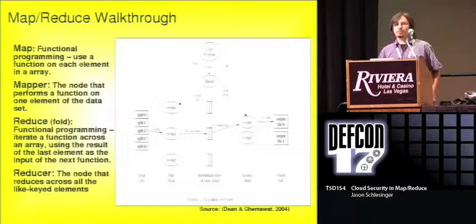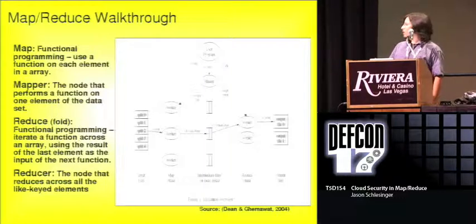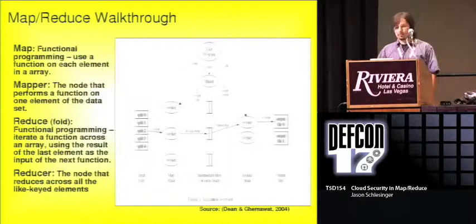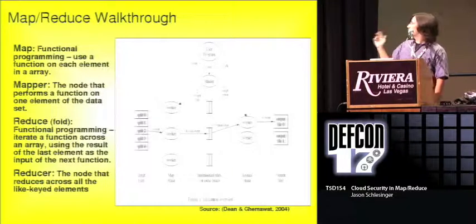Then reduce, or fold, is a functional programming term, which means to iterate across the data using the result of the last element as the input of the next function. Like in our word count example, there was word 5, word 1, and word 2. What it would do is add 5 and 1, and then get 6, and then add 6 and 2, and get 8. And then the reducer, which are the workers on the right here, will reduce across the result of the mappers.